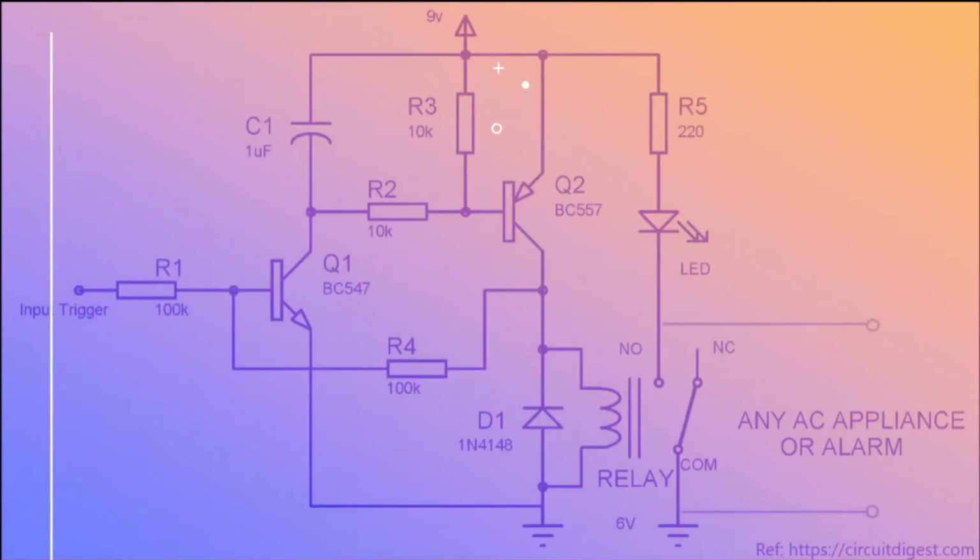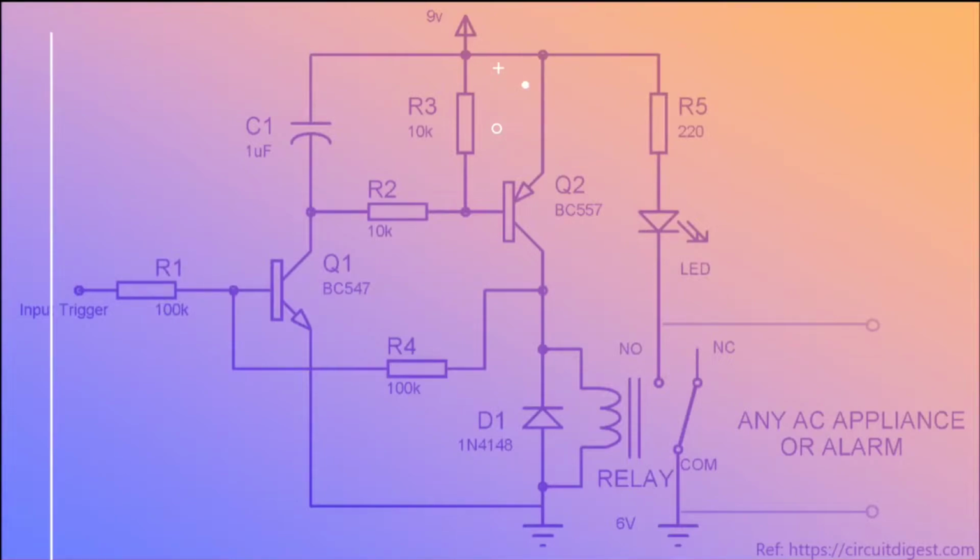Before going into the explanation, I would like to make a note that transistor Q1, that is BC547, is an NPN transistor which turns on when a small positive voltage is applied to its base, and transistor BC557 is a PNP transistor which turns on when a negative voltage or ground is applied to its base.